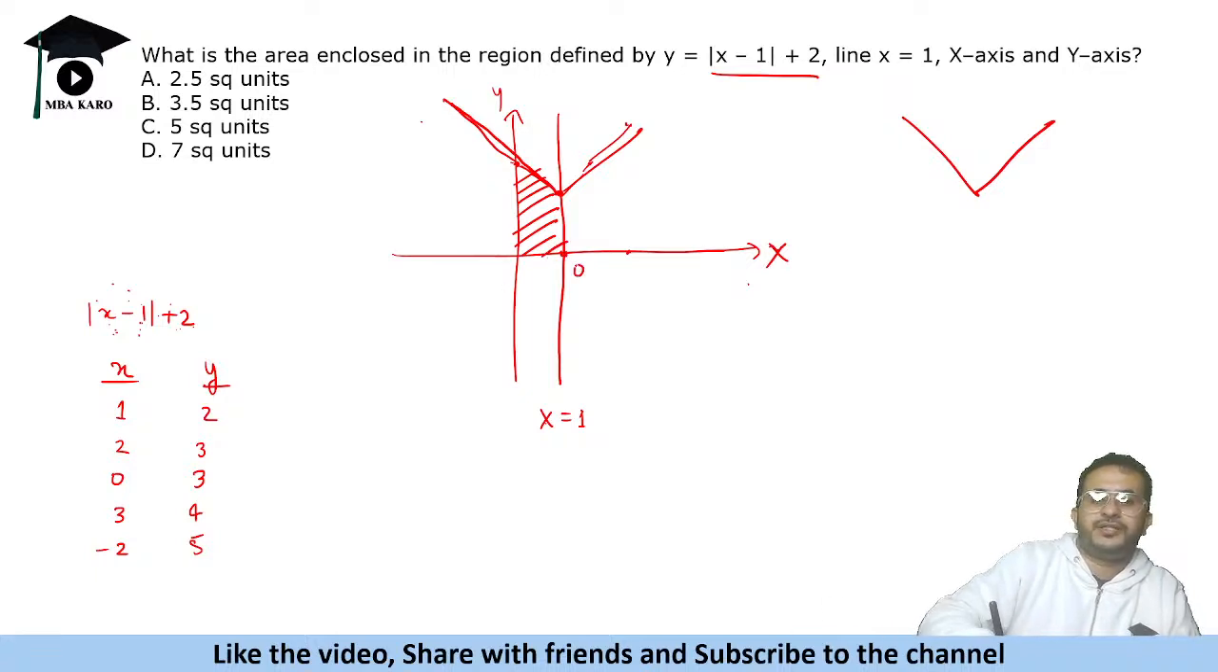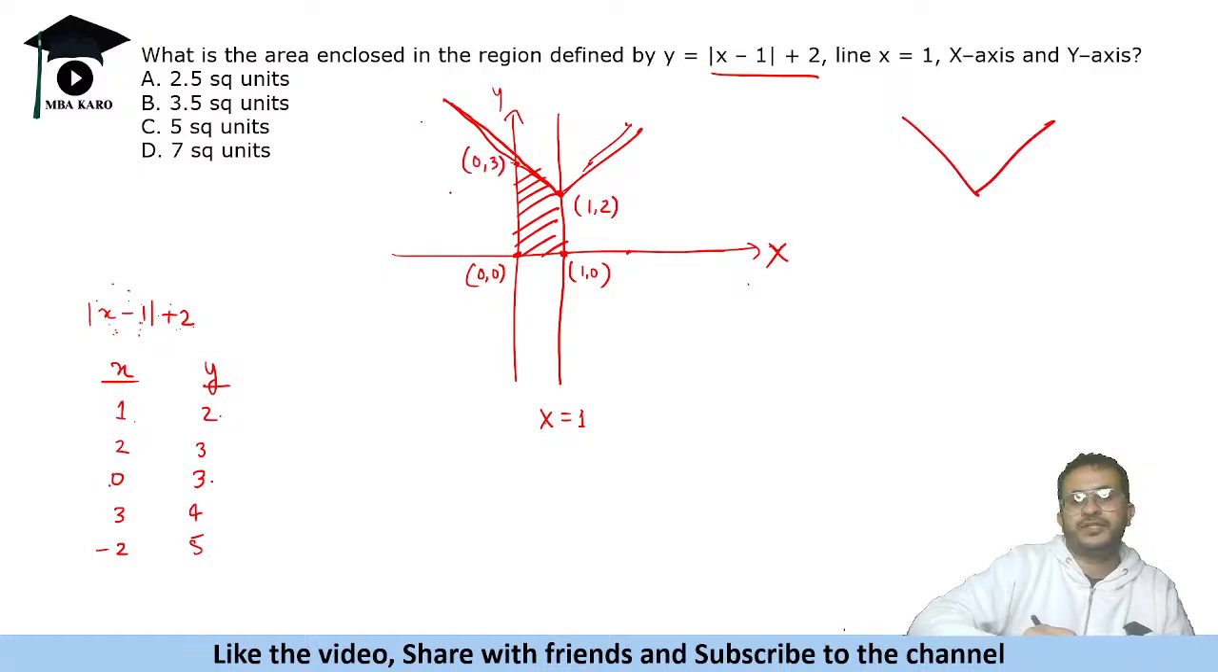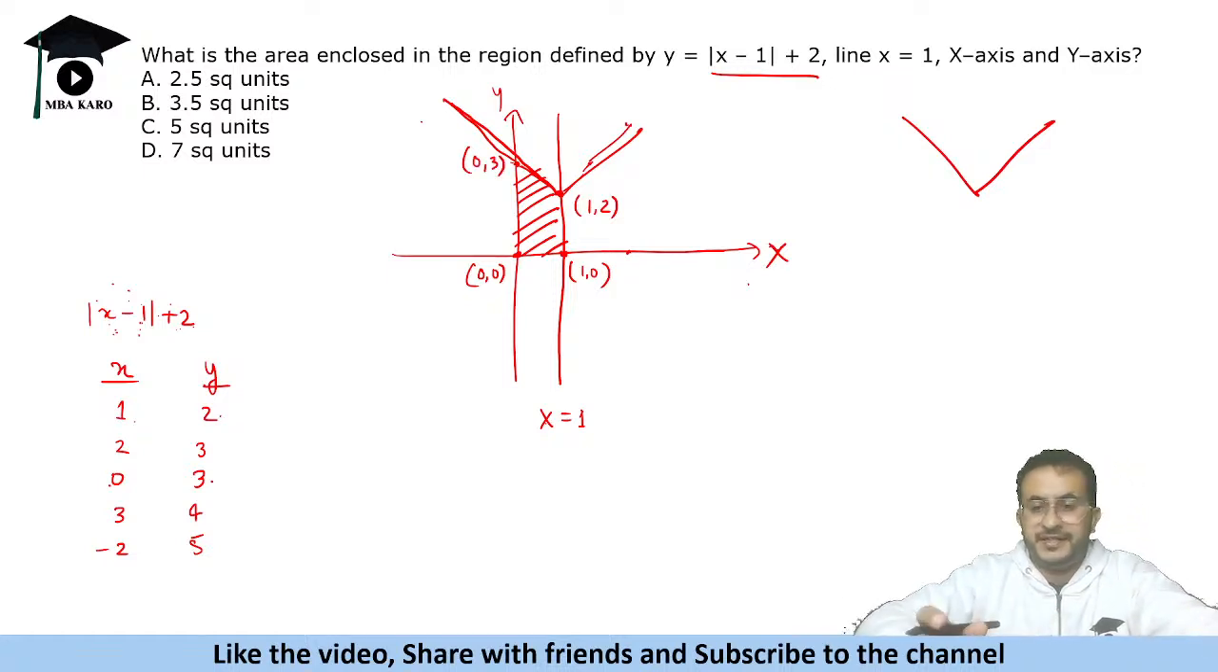This is the origin 0 comma 0. This is 1 comma 0. This point is like when x was 1, y was 2, and when x is 0, y is 3. So these are the points. Let us find the distance. Basically, you need to find the length of these, right?